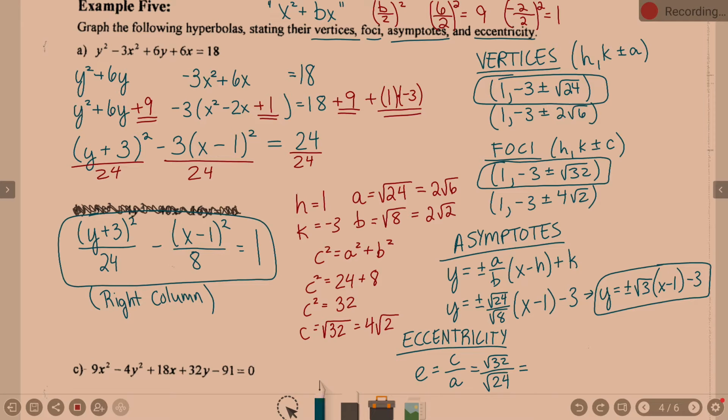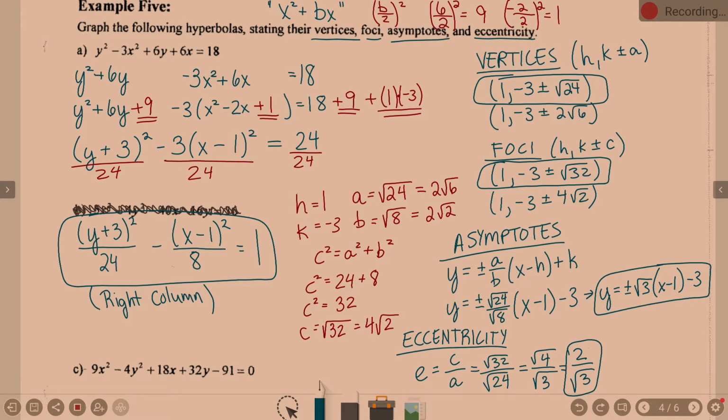What do you know about 32 over 24? They're both under radicals, so what is 32 over 24 reduced to? They both divide by 8. If they both divide by 8, that's going to be 4/3. What do you know about the square root of 4? Square root of 4 is 2. So I could possibly say 2 over square root of 3.